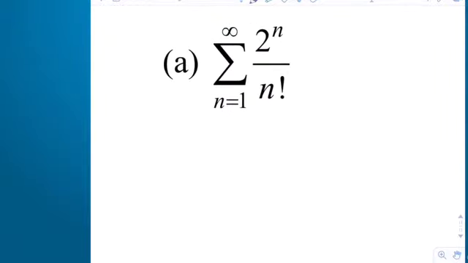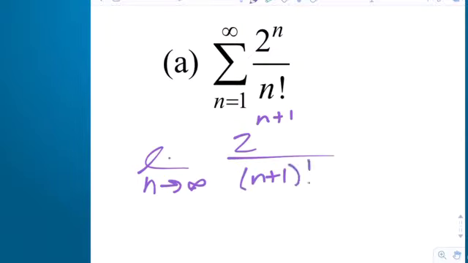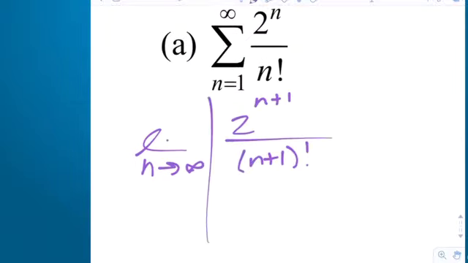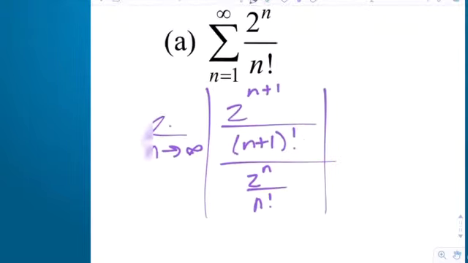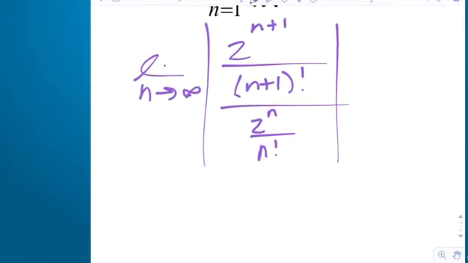Here's how you do the ratio test. You take the limit as n goes to infinity. The way that you're going to get the n plus first term is very simple. You just replace n with n plus 1. So you get 2 to the n plus first all over the quantity n plus 1 factorial. Okay, and we're going to take the absolute value. Divided by the nth term, which is just the rule of sequence. So it's just over 2 to the n over n factorial. So that's how you set it up. The n plus first term, just replace all the n's with n plus 1 and divide it by the given rule of sequence.